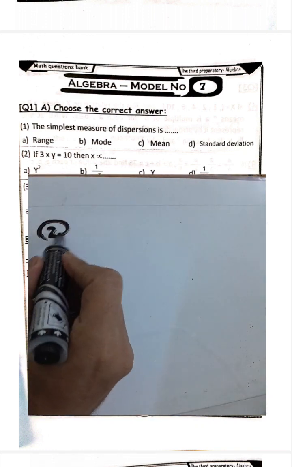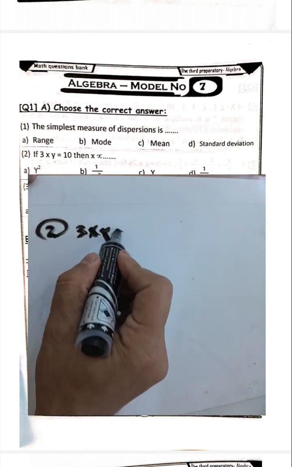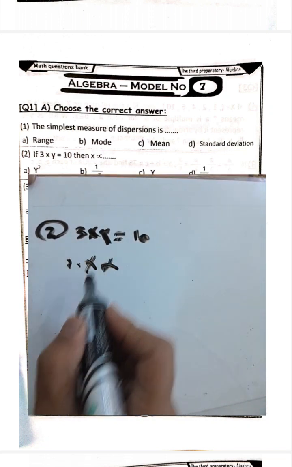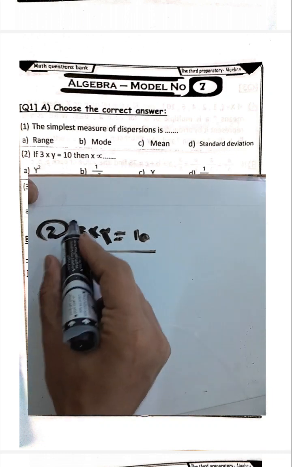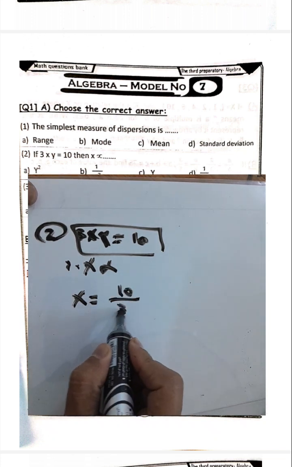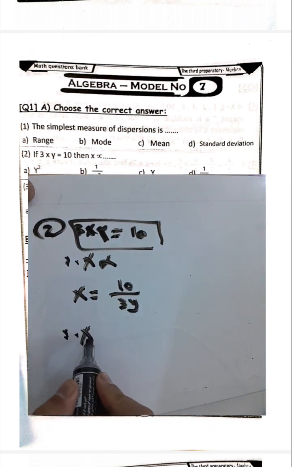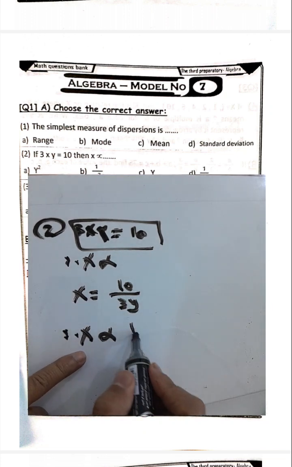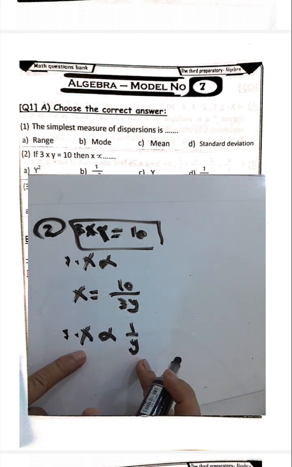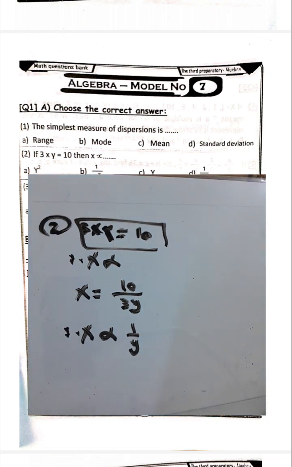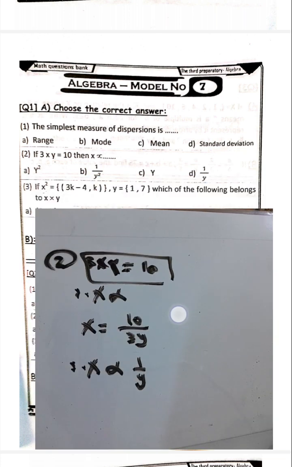Question number 2. If 3xy equals 10, then x varies directly with what? We can divide this relation by 3y, then x will be 10 over 3y, and we find the relation between x and y: x and 1 over y have a direct relation. Choose letter D.